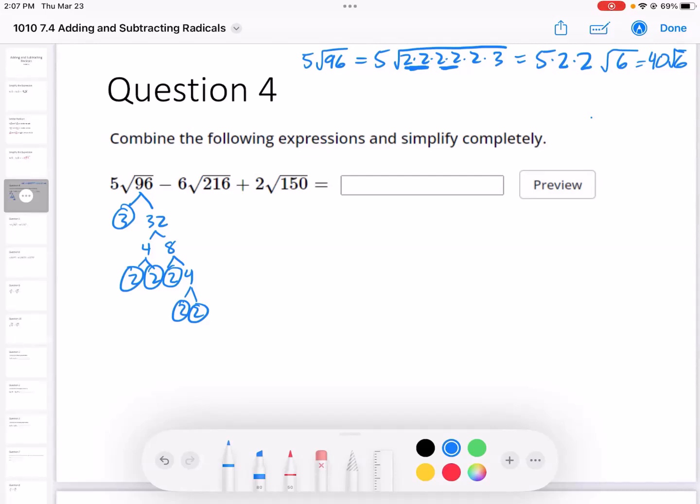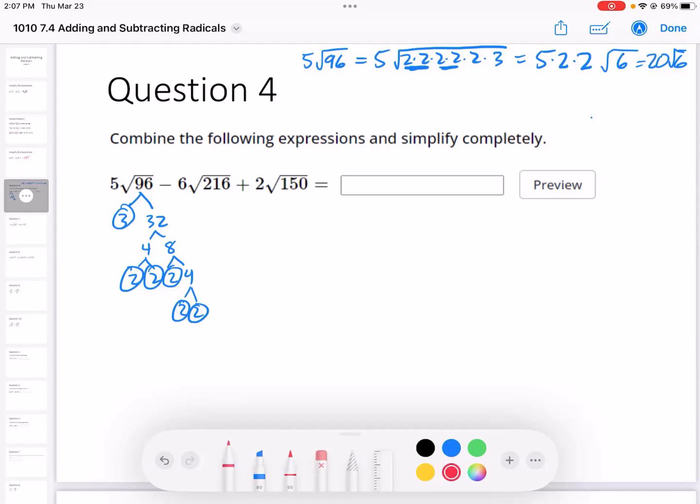The 40? That came from 5 times 2 times 2. Because 5, oh no, it should be 20. Yes. Thank you for catching that. Yes, it should be 20. Okay, so that's the first term.